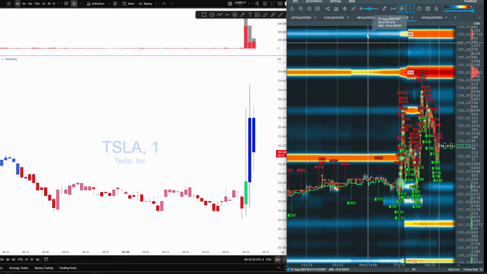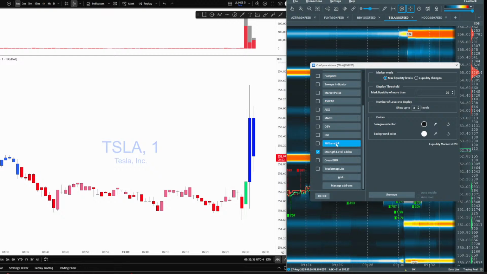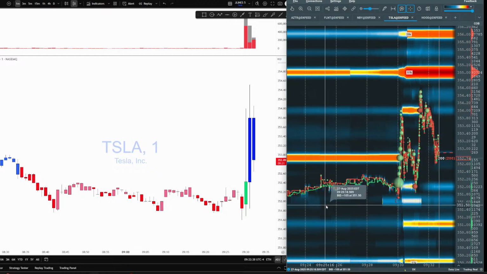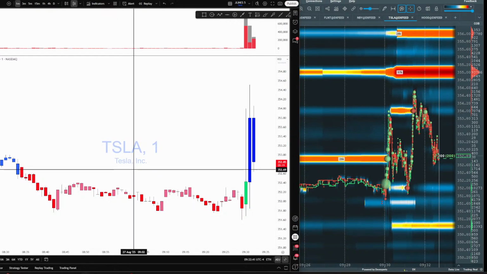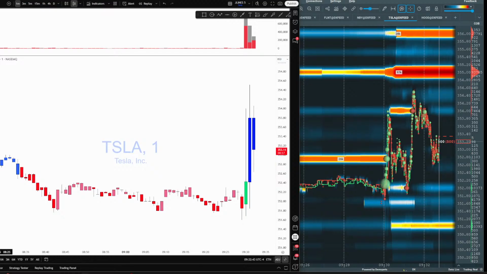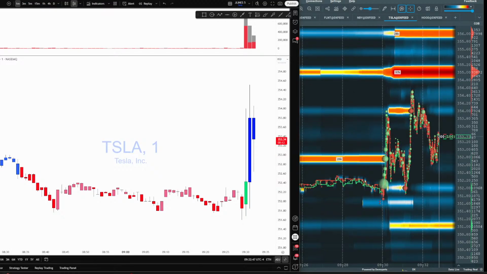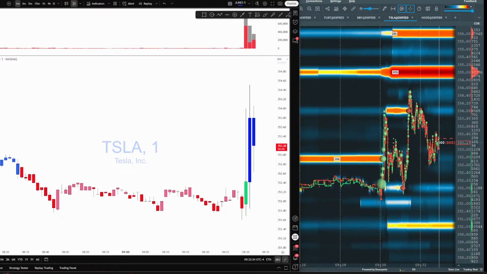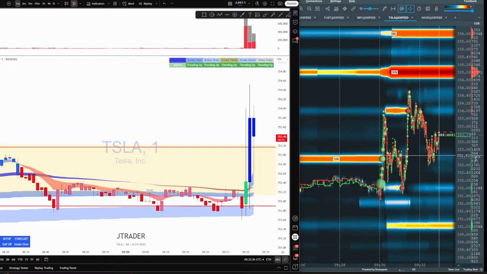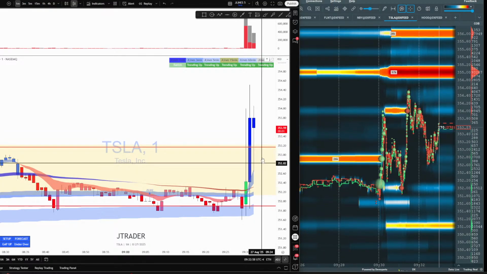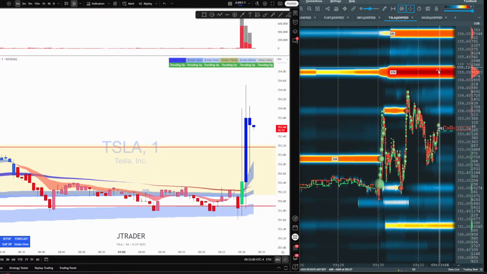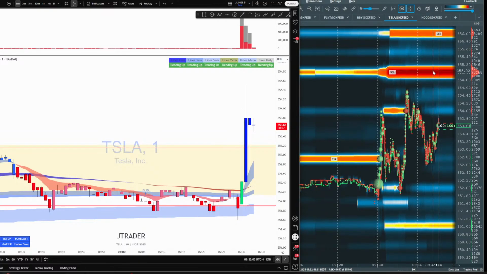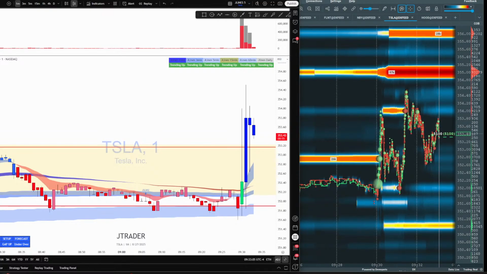Big resistance at 355. So we need the clear out of that. I bought at 353 right now. Risking the JLines at 351.80. So I want to see the break of this 355 and I will see how it reacts with that level.